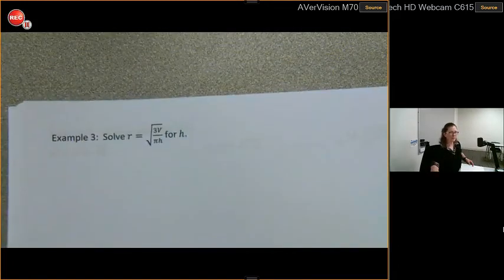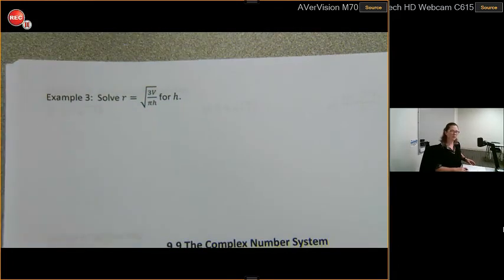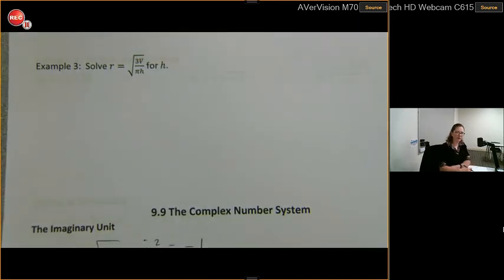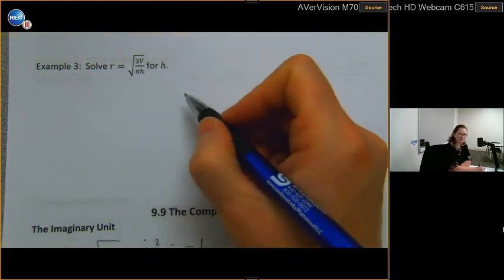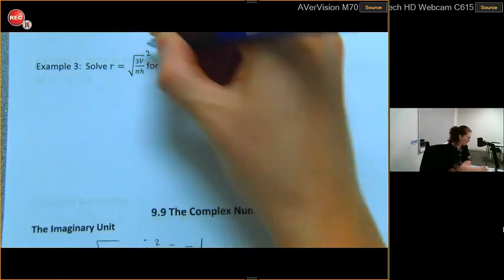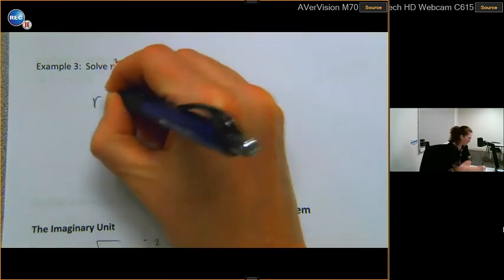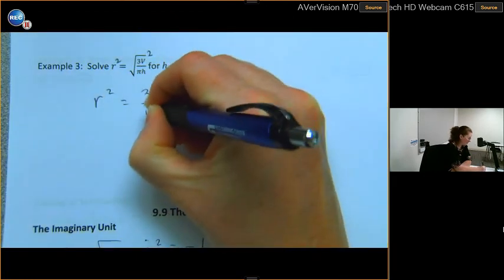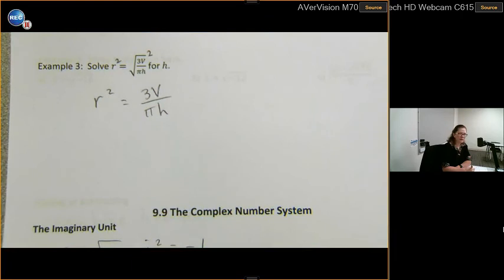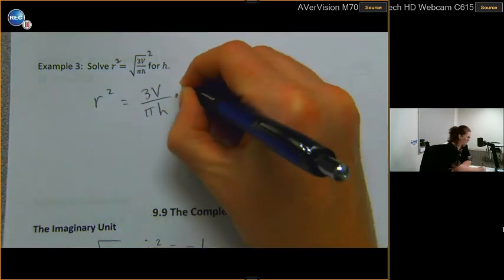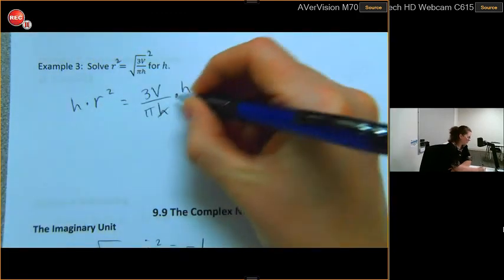One more type of problem real quick, and that is to rearrange an equation. So I'm not actually going to have a number answer. All I'm going to do is rearrange this given equation so the h is by itself. Right now the h is trapped under the radical. To get rid of the radical, I'm going to square both sides. So we have r squared equals 3b over pi h. The h is now trapped in the denominator. I don't like it there, so I'm going to multiply by h.